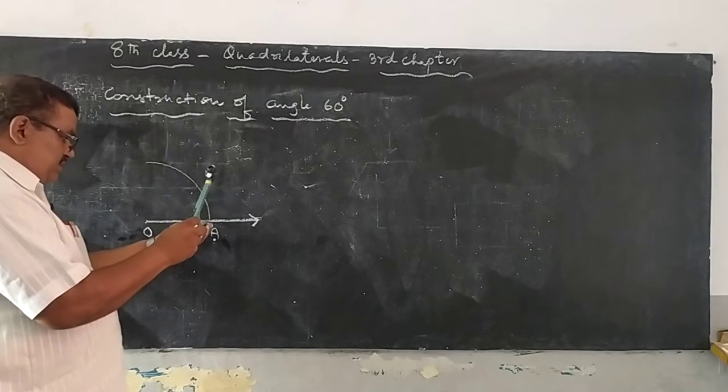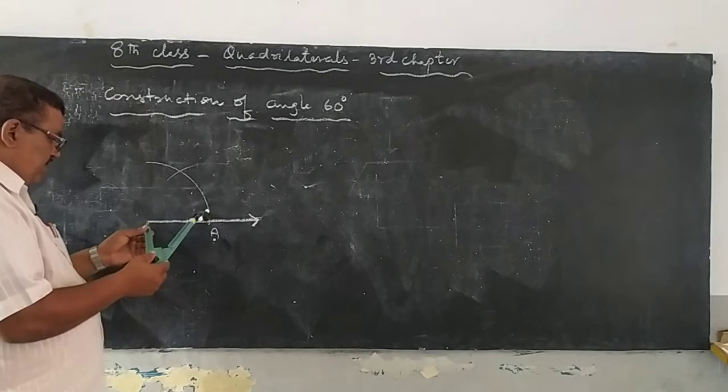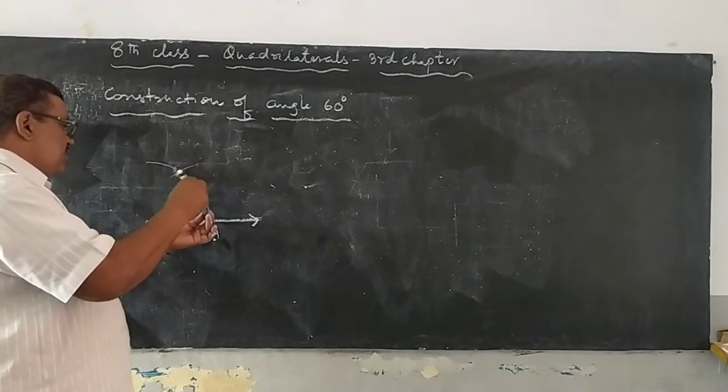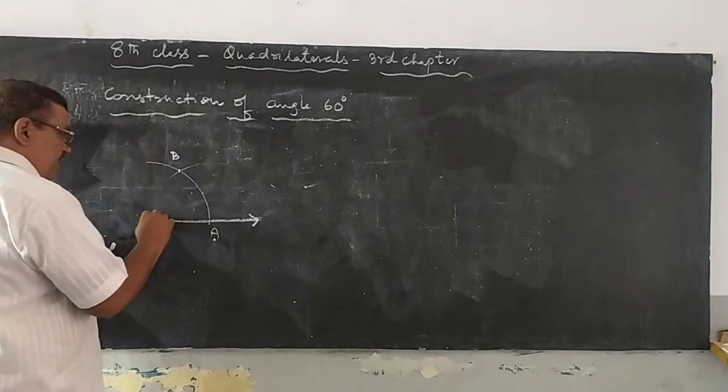From this point, marked as A, onwards, draw one more arc with the same radius. Here, how much radius did we take? The same radius, cut from here onwards. That intersecting point is marked as B. Draw another ray OB.